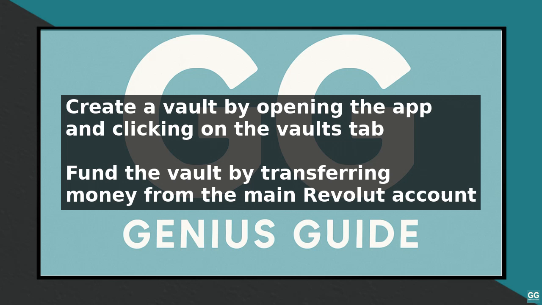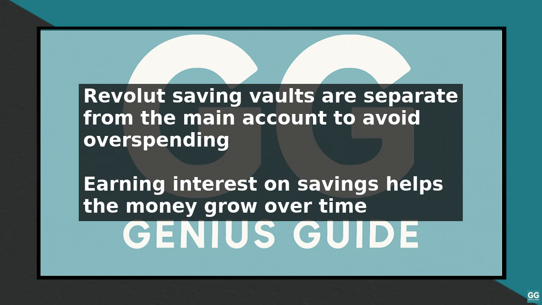Once you have created a vault, you can fund it by transferring money from your main Revolut account. You can also set up recurring transfers to make saving easier and automatic. For example, you can set up a weekly or monthly transfer of a fixed amount to your vault.